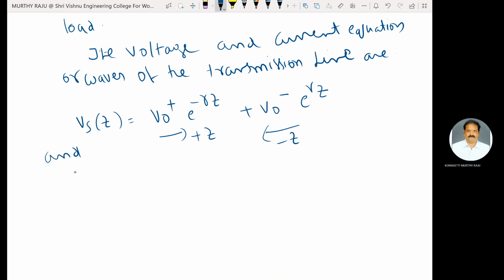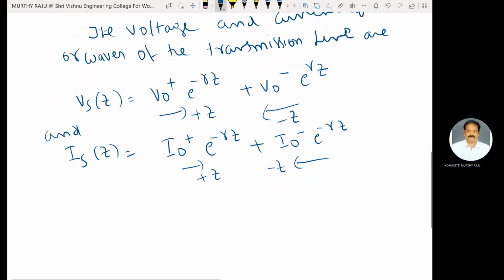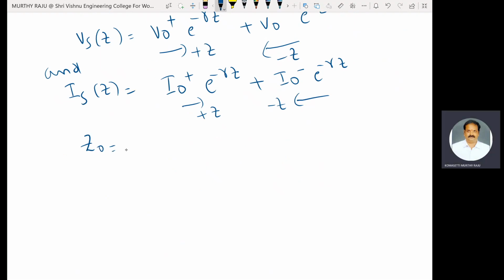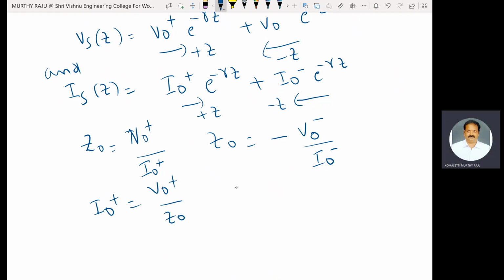And similarly, Is of Z is equal to I0 plus e power minus gamma Z, this is the positive Z direction, plus I0 minus e power gamma Z, negative Z direction. The characteristic impedance of the transmission line is V0 plus by I0 plus, and negative of the reflected voltage in the reverse direction, minus of V0 minus by I0 minus. This is the general definition. Therefore, from that expression, I0 plus is equal to V0 plus by Z0. I0 minus is equal to minus of V0 minus by Z0.